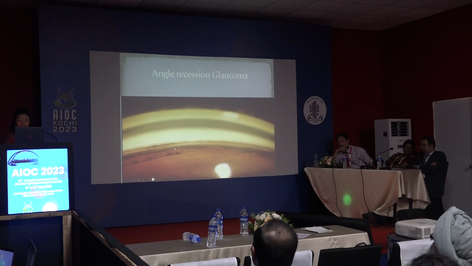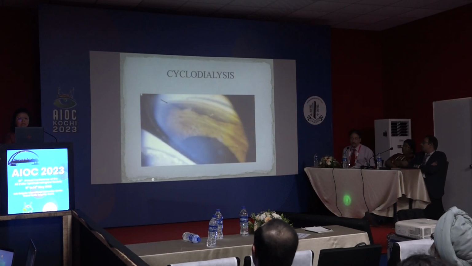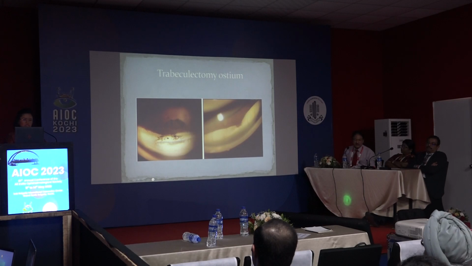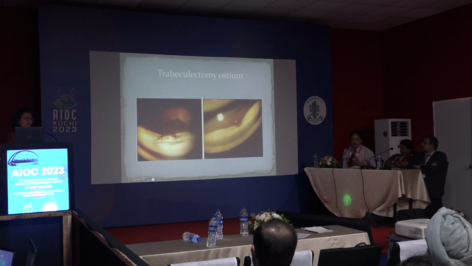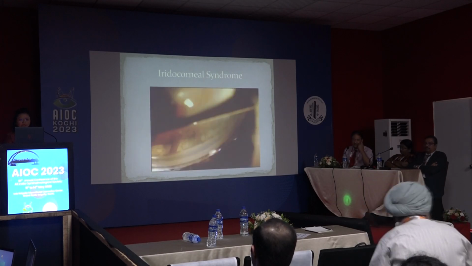So it's a case of angle recession glaucoma. In iridodialysis, normally you can see the root of the iris getting separated from the iris. In cyclodialysis, you can see a cleft there, which is basically the detachment of the ciliary body band from the insertion. Then in cases where the trabeculectomy has failed, you have to do a gonioscopy and see where the pathology is, whether it's the ostium that is closed or actually the iris is going and plugging and not allowing the ostium to function.